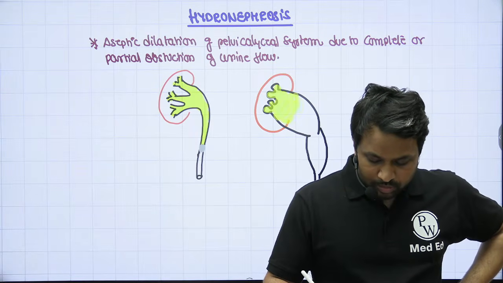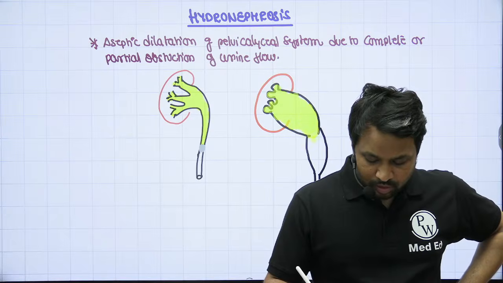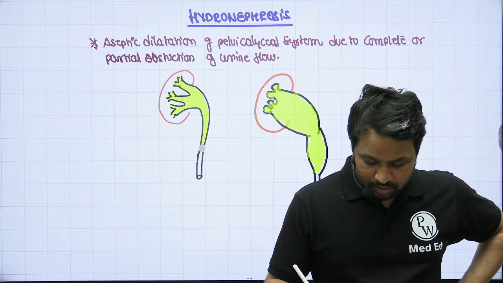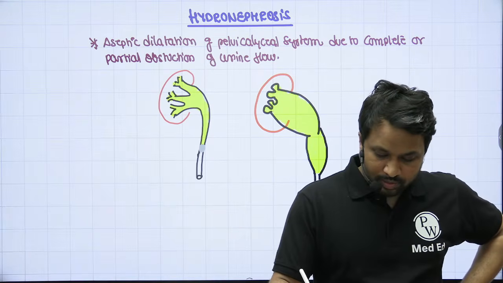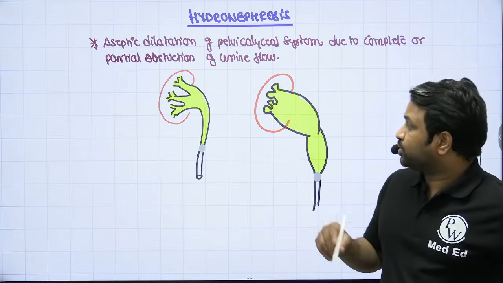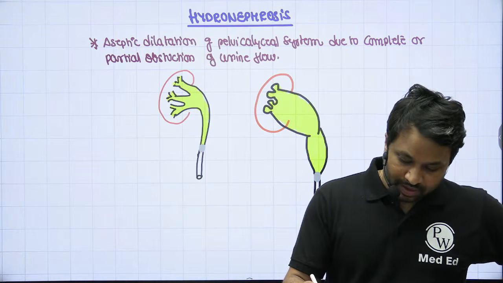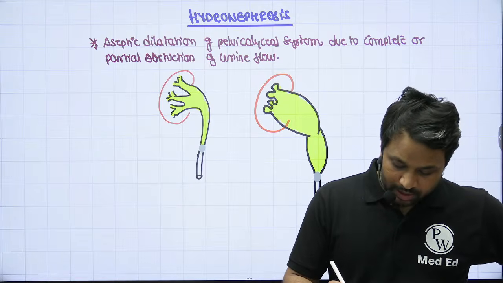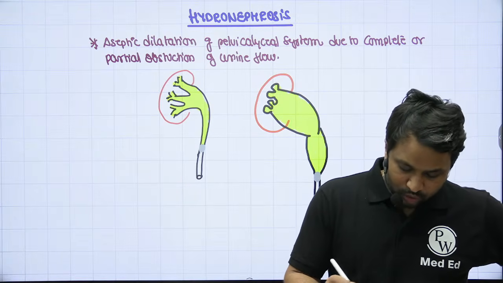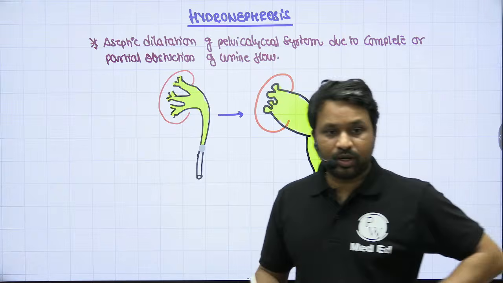Because the whole pelvicalyceal system and ureter, up to where your stone is, proximal to that, all that segment is going to become super dilated. Right? Super dilated. So this aseptic dilatation of the pelvicalyceal system is what we call hydronephrosis.